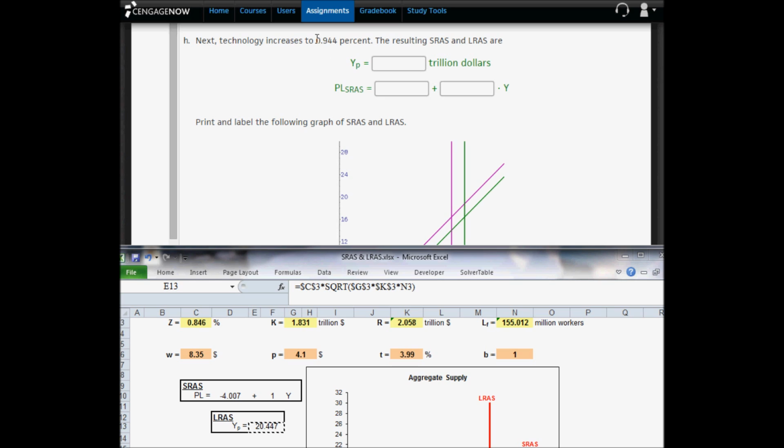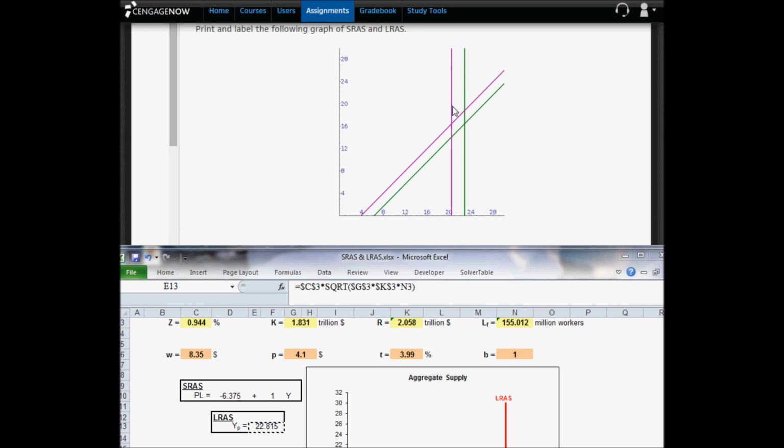To see that, we're going to copy the new technology level of 0.944 into the Excel spreadsheet. So we're going to erase the previous technology level and replace it with the new technology level of 0.944%. When we hit enter, the intercept of short-run aggregate supply is going to decline even more, while potential output increases. The new intercept of short-run aggregate supply is negative 6.375. The slope is still 1. Potential output is $22.815 trillion.